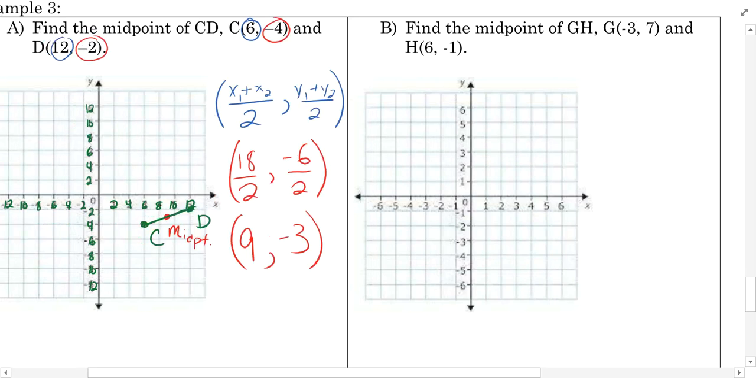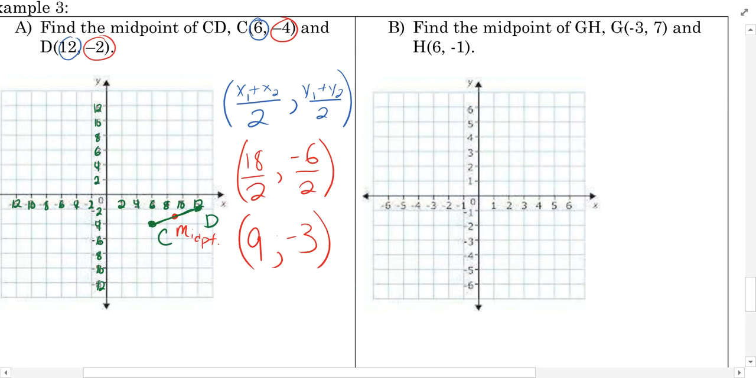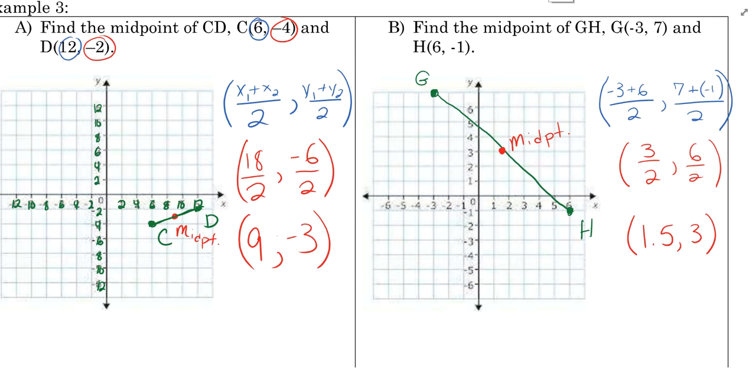Go ahead and try example B on your own, following what we did in example A, and then we will check your work together. So pause your video right now. Okay, so go ahead and check your work with mine. If you went through everything correctly, you should have gotten your midpoint at (1, 5, 3). If you didn't, go back and check to see where your work does not match mine.